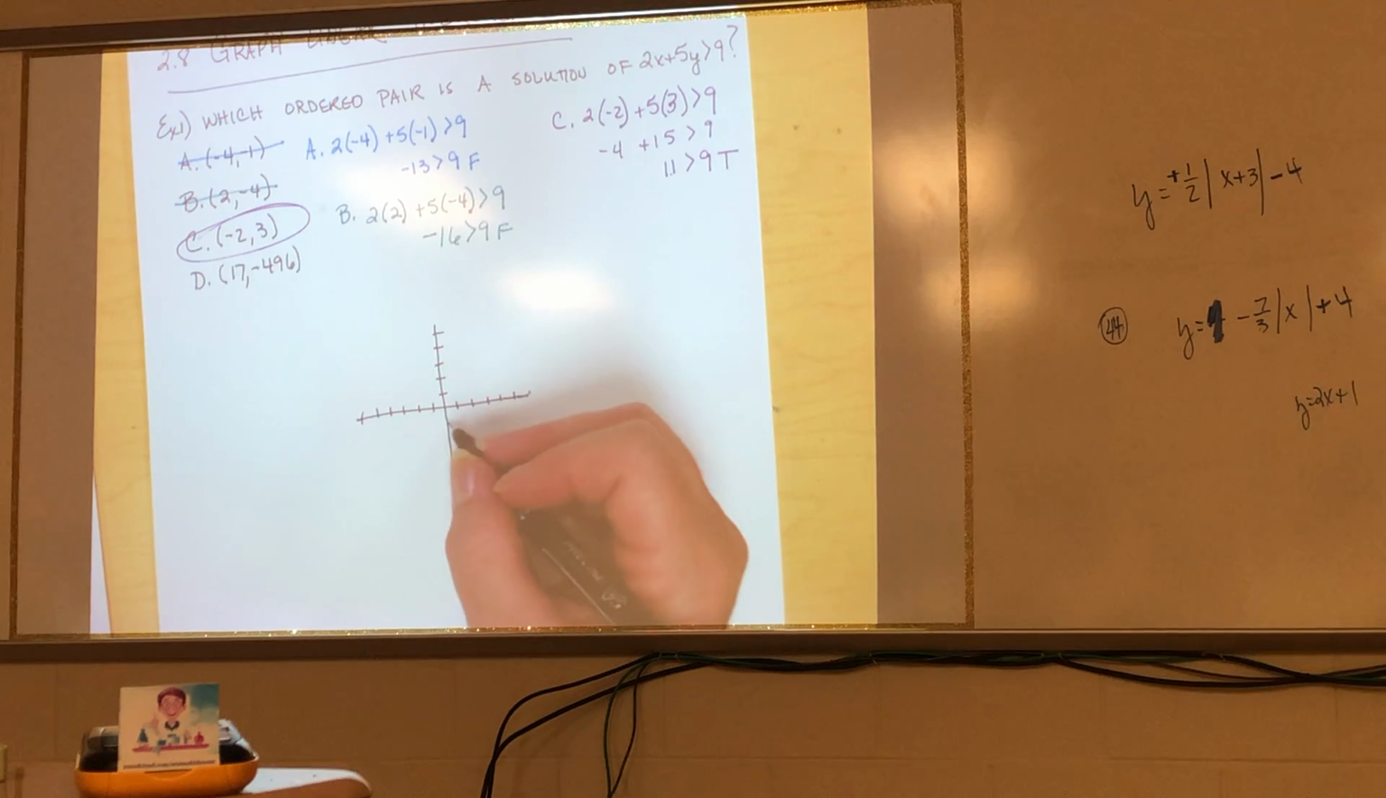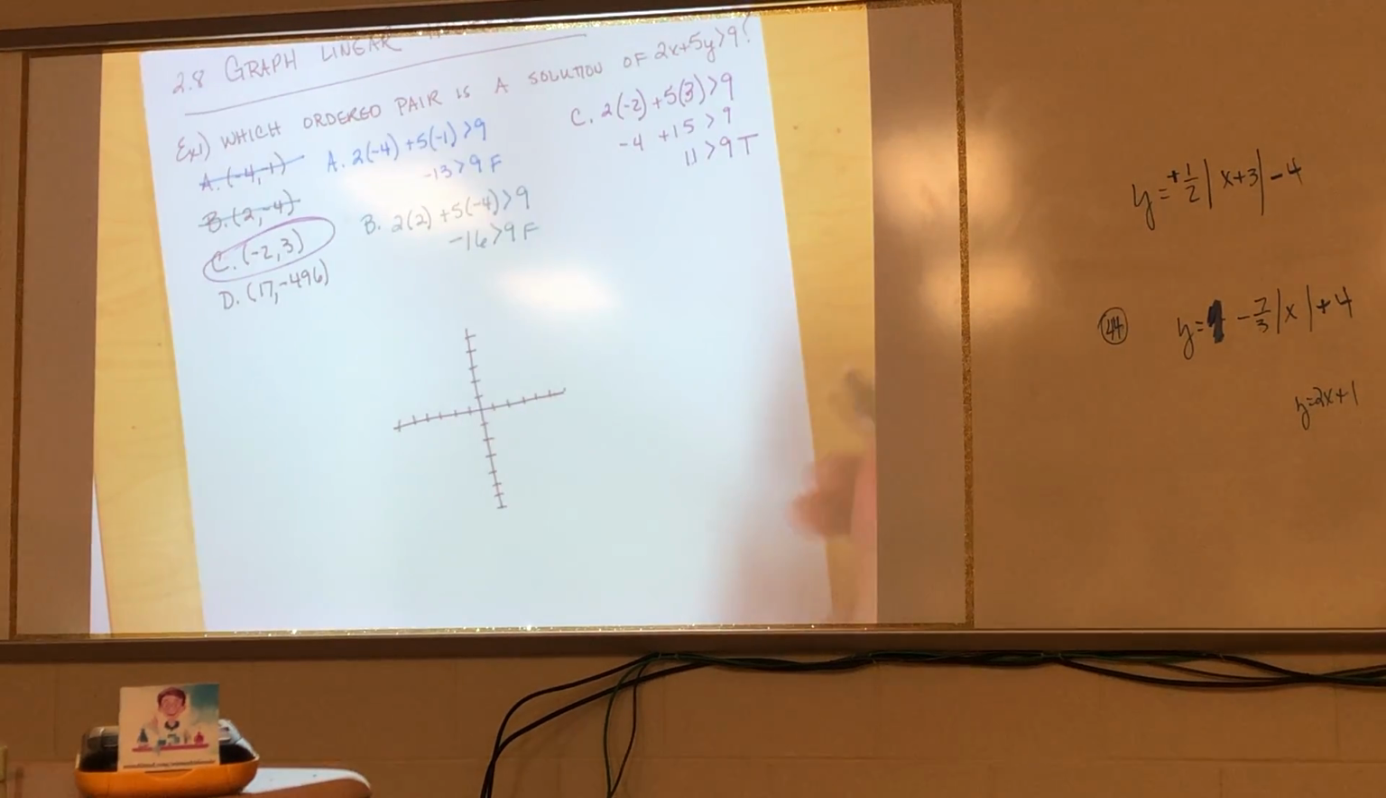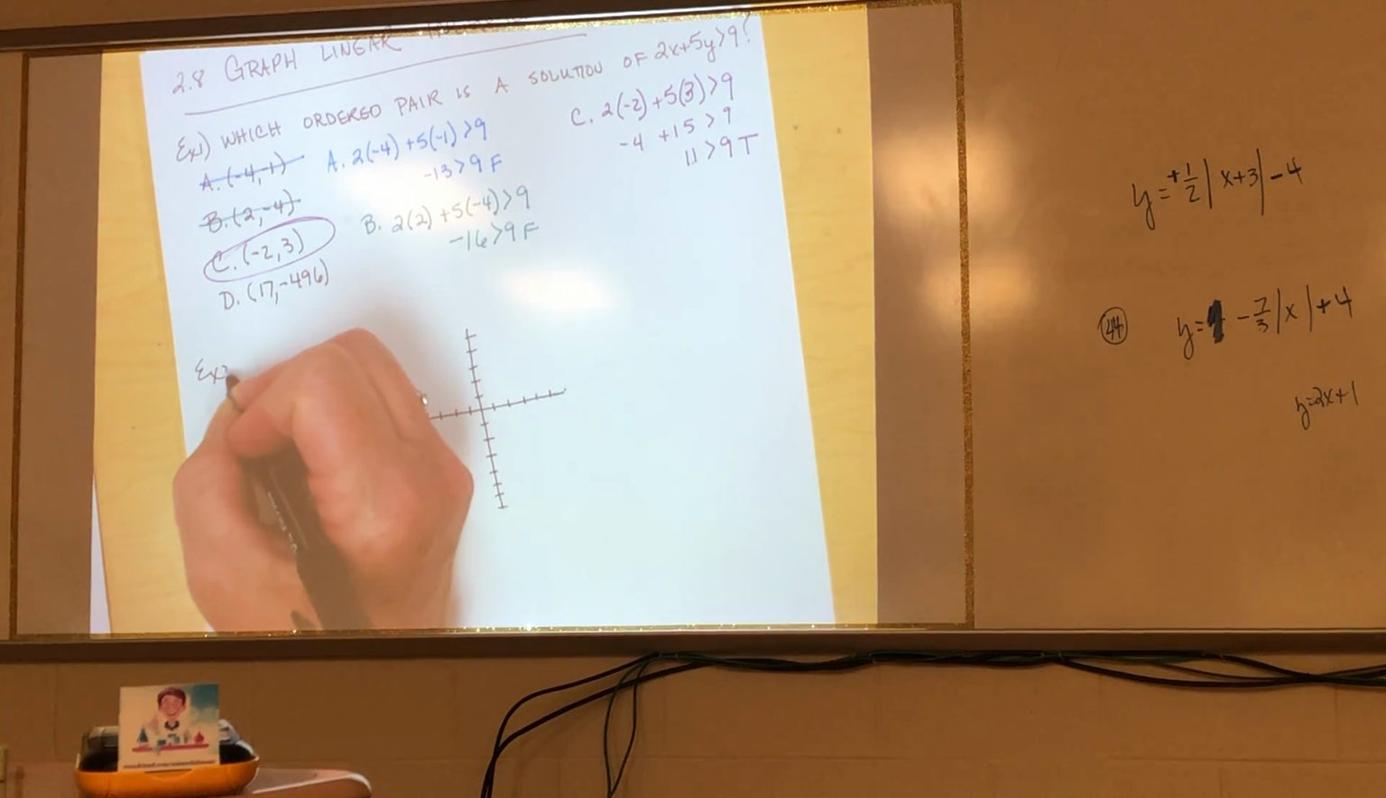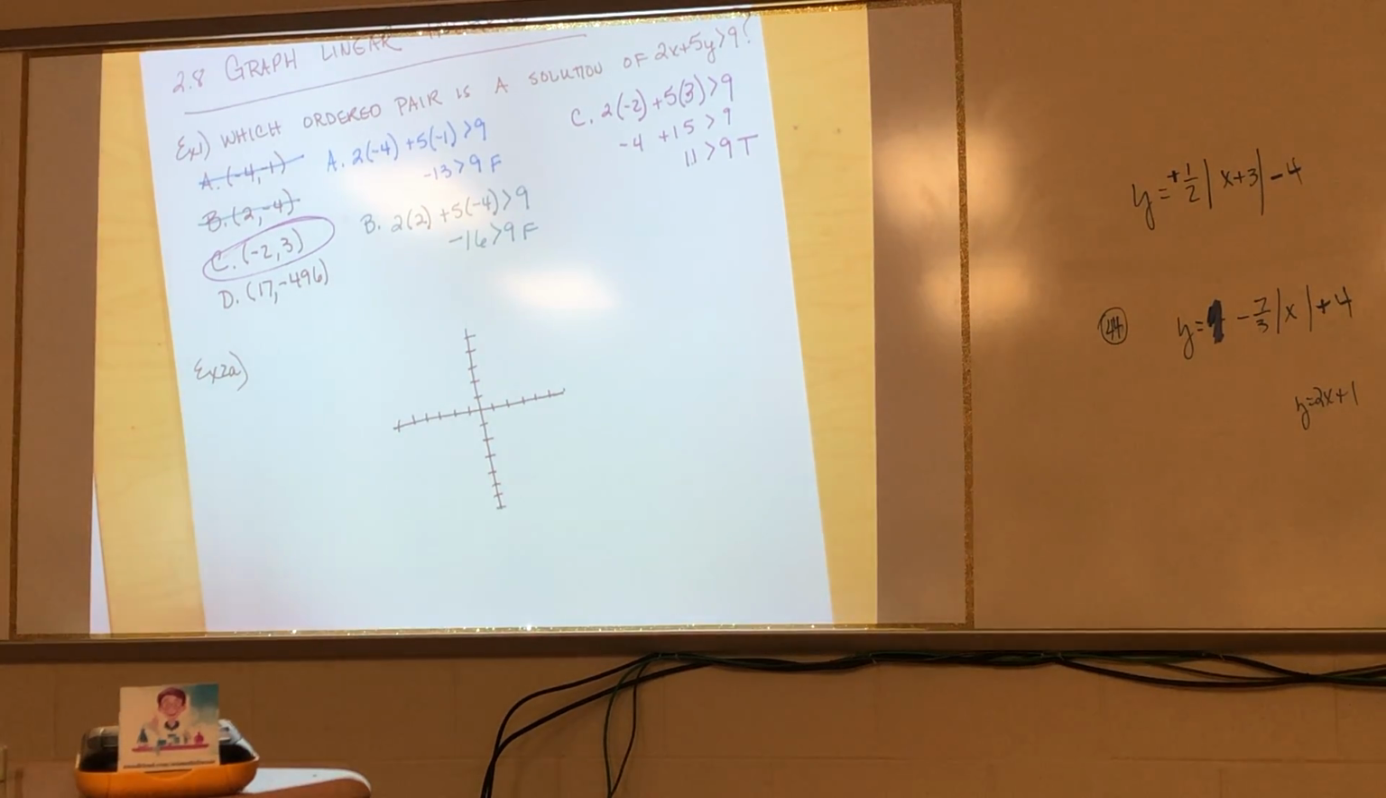Are y'all drawing a coordinate plane? I didn't hear your hammer and chisel. I don't have it. Here, go ahead.